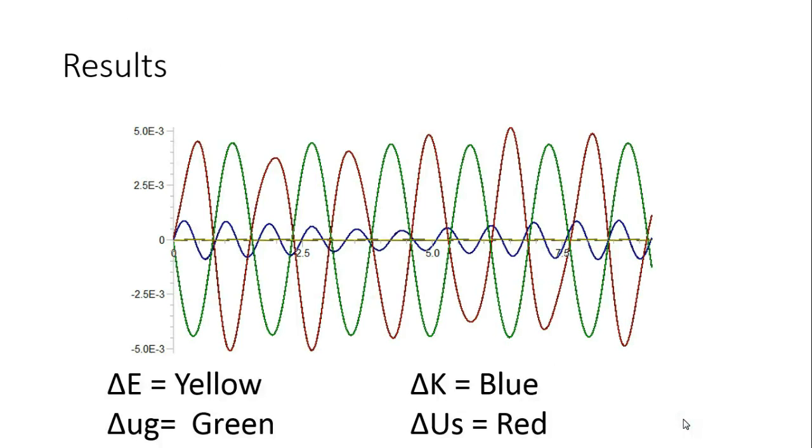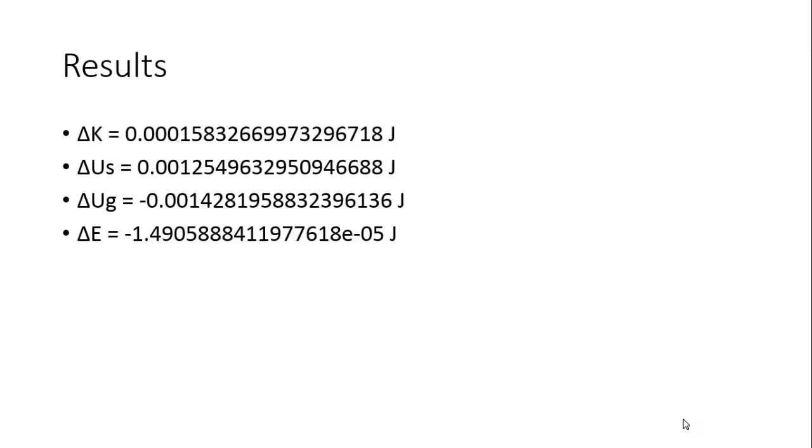So here's the graph from Python. Delta E is yellow, which is the straight line. The gravitational energy is the green line. Kinetic energy is the blue line, and potential energy is the red line. My results from the Python code show that delta K, delta US, and delta UG add up to delta E, which is very, very small, nearly 0.